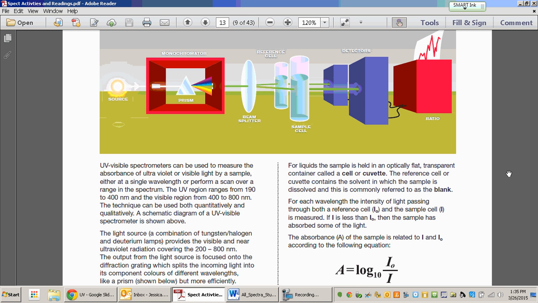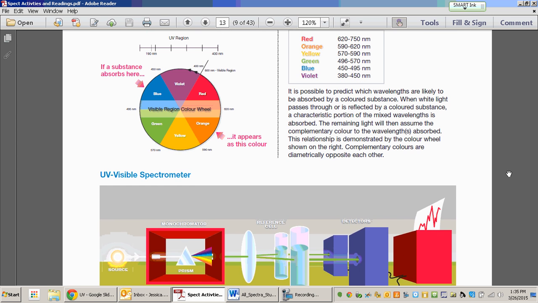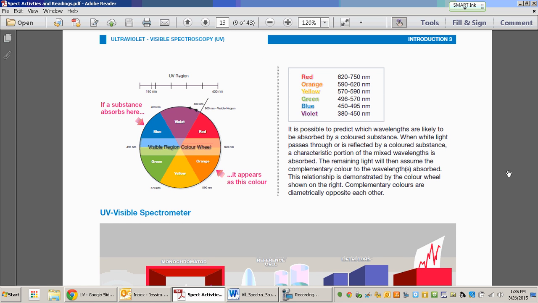And do you want to talk about the color? Okay, with the colors, we already know this a little bit, but it was just talking about how the light that is absorbed is on the opposite side of the color wheel from the color you see. We kind of already know that, but that's it. Let's do the next group.